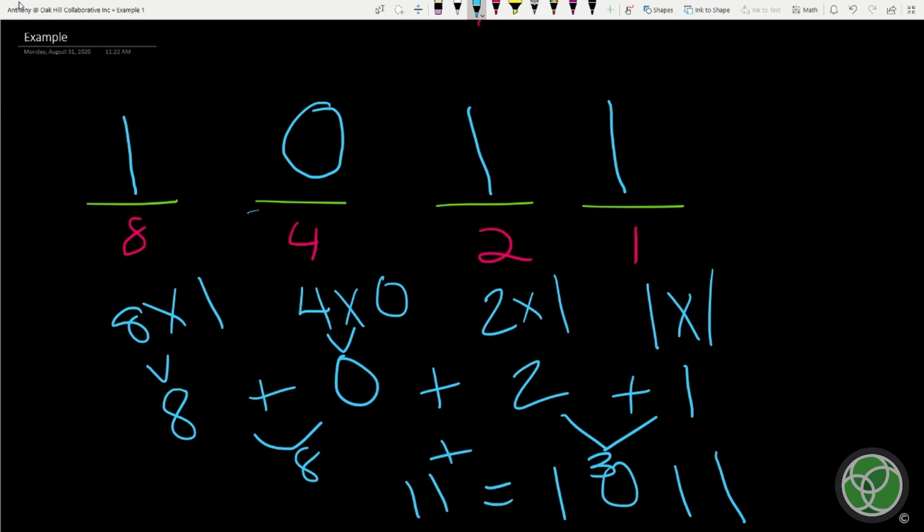What this means is that the binary number 1011 is what we would call 11 in our decimal system. But you want to remember that it really means place 8 is turned on, place 4 is turned off, place 2 is turned on, and place 1 is turned on.